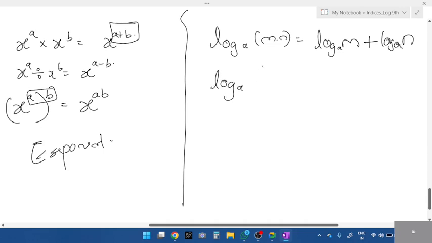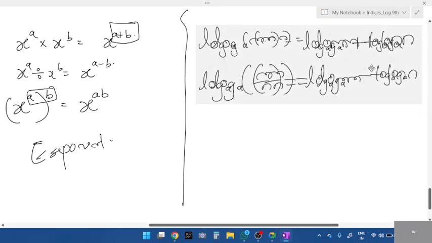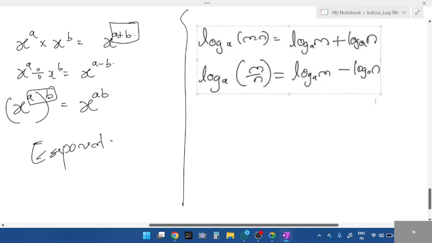Then log a of m divided by n. What is it? Multiplication or division? If it is division, how do you write it separately? Log a m minus log a n. Yes. For log division, what do you do, students? Add or subtract for division? Subtract. Quotient law. Quotient law.